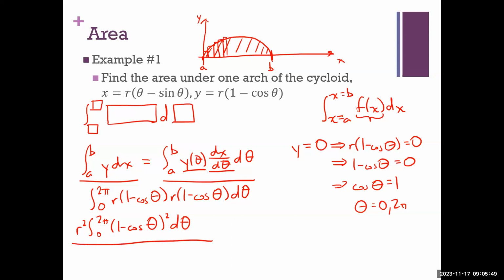So last time we set up this integral to find the area under one arch of this. Where we left off was this integral here. From here, if we keep simplifying, we get the integrand of 1 minus 2 cosine theta plus cosine squared theta d theta. Is this an integral that we can evaluate?